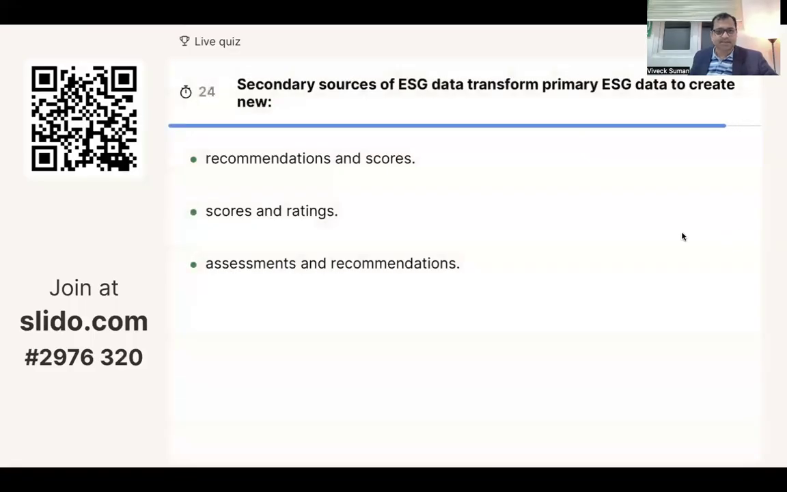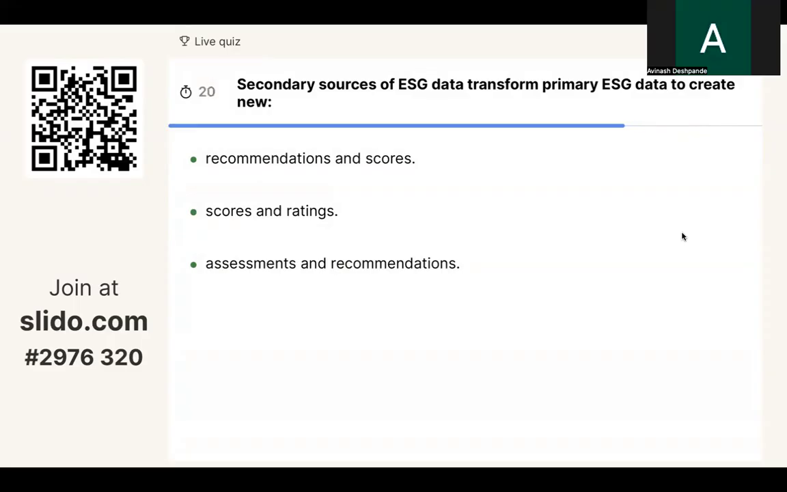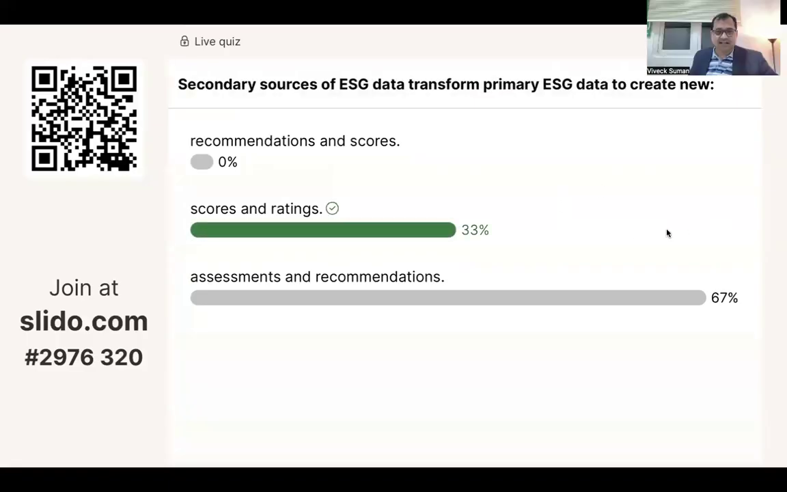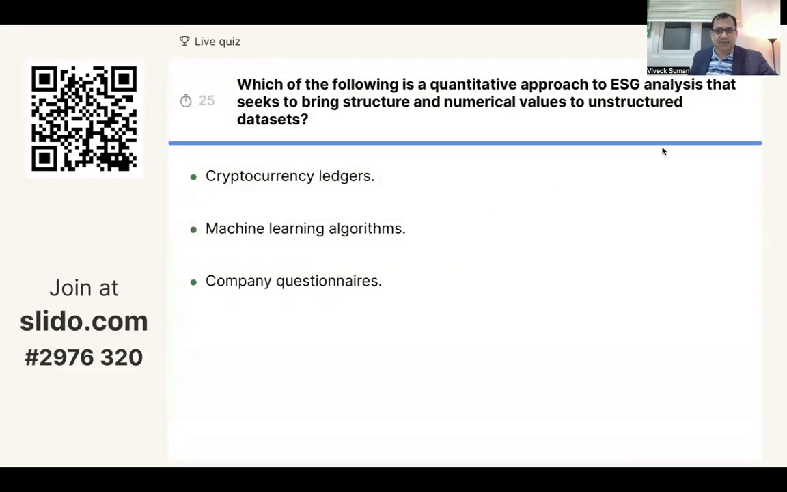Next question, please. Avinash ji. A secondary source of ESG data transforms primary ESG data to create new recommendations and scores, ratings, assessments and recommendations. So I think it's the third one. The answer is scores and ratings. That's the correct answer.